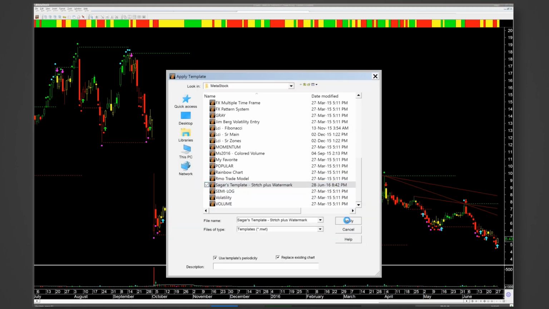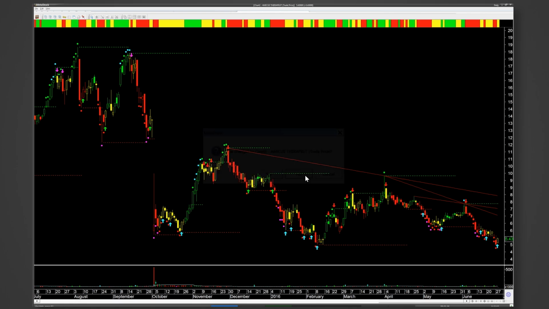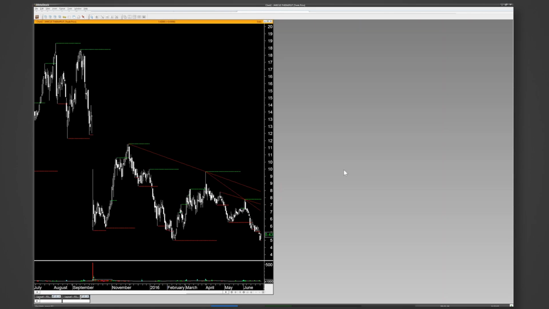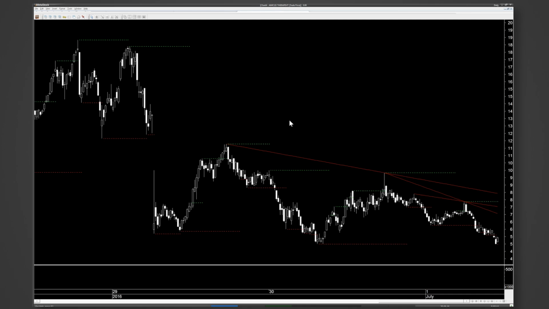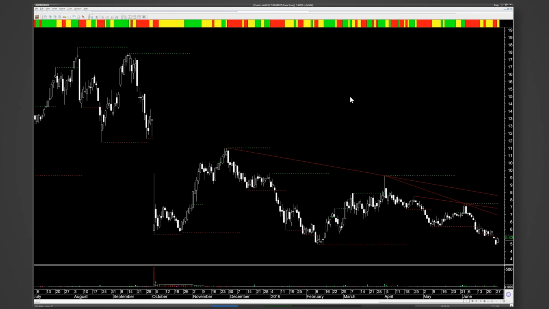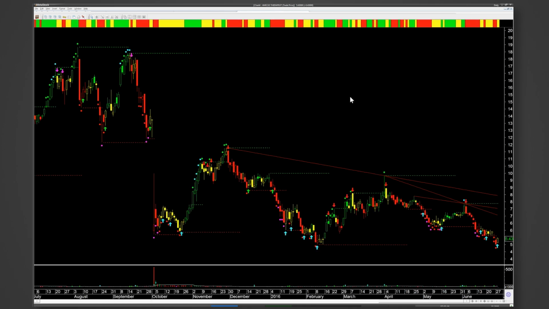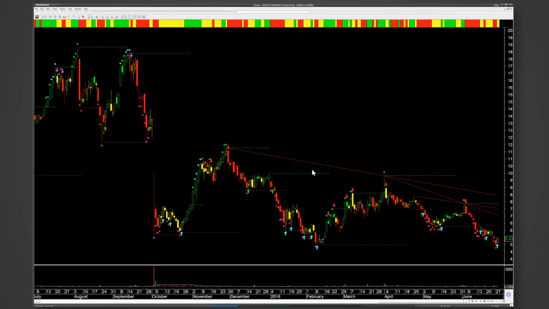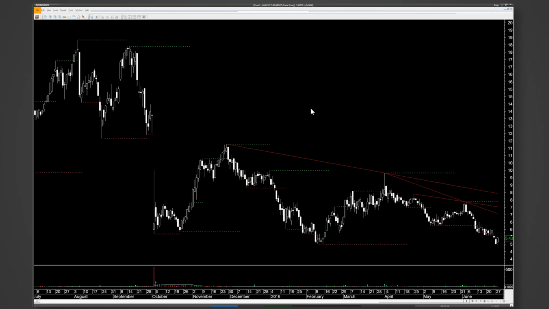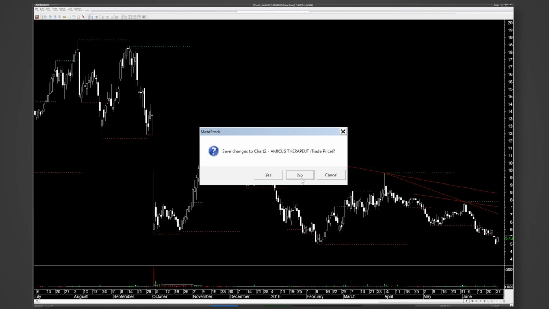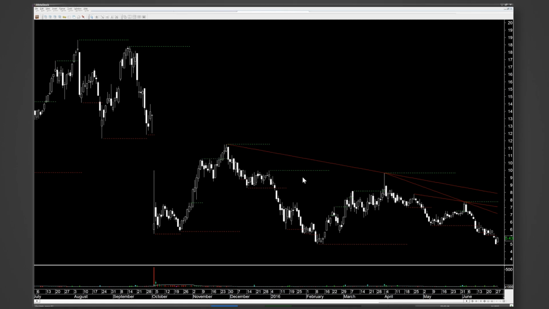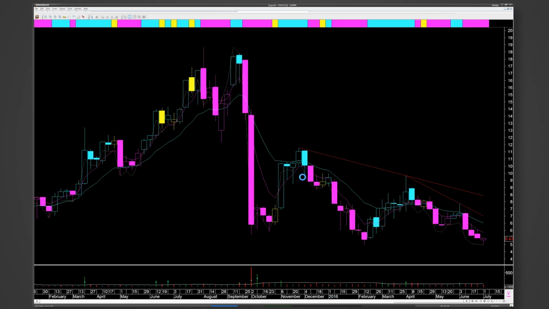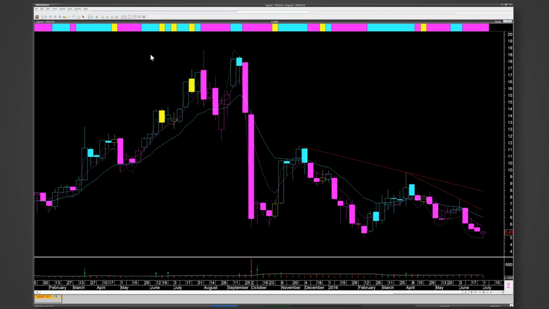And next time you can just apply that template. It should start with Sagar's templates stretch plus watermark. If you apply, I replace the existing chart, it will bring out that template. So that is how MetaStock makes it easy to create your own custom template if you want to combine. But we have already logically grouped it, so probably you will not need it most of the time, but you can if you want. I will close this. I'll close this also.